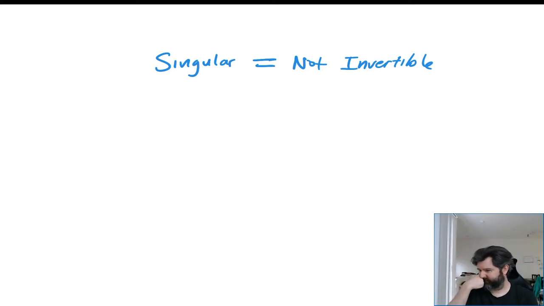Basically, you can think of a singular solution to the homogeneous equation as being like a non-trivial solution. If you have a singularity, that would be like a non-trivial solution to Ax equals 0, which of course you only have if the matrix is not invertible.